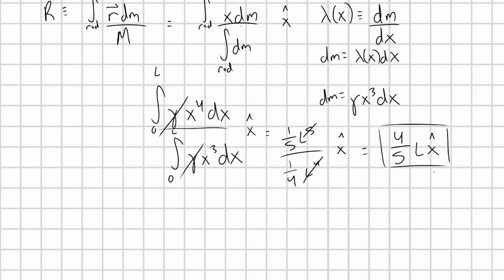And there we go. That was a nice and simple example walked through of a non-uniform mass density center of mass.